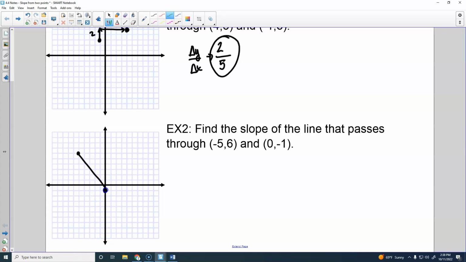So I would need to go up. And it looks like 1, 2, 3, 4, 5, 6, 7 blocks. So our change in y over change in x, the top number would be 7. And then I would need to go to the left. And that's 1, 2, 3, 4, 5. Since I went left, what have I got to do? It's a negative, right? So I should get negative 7/5 for that one.